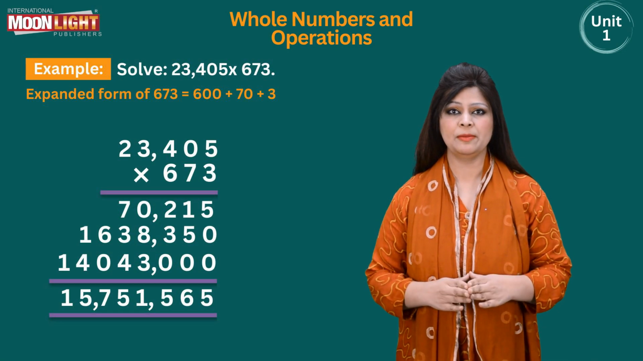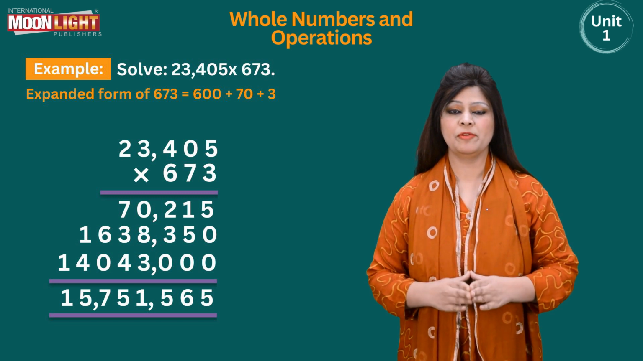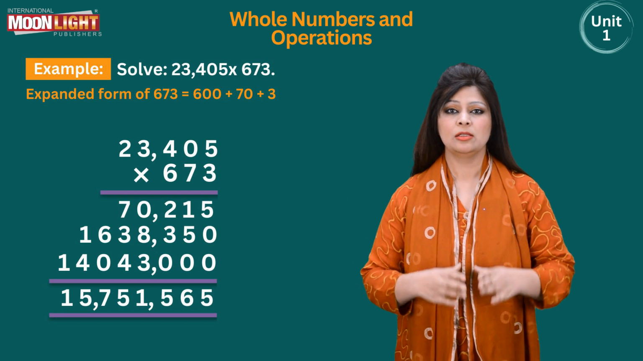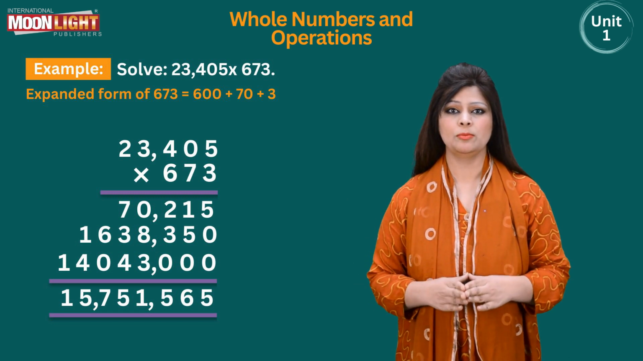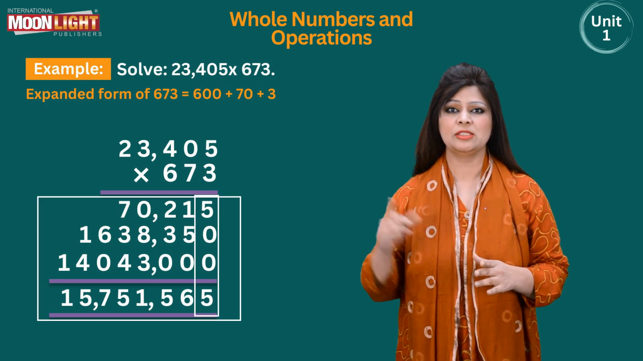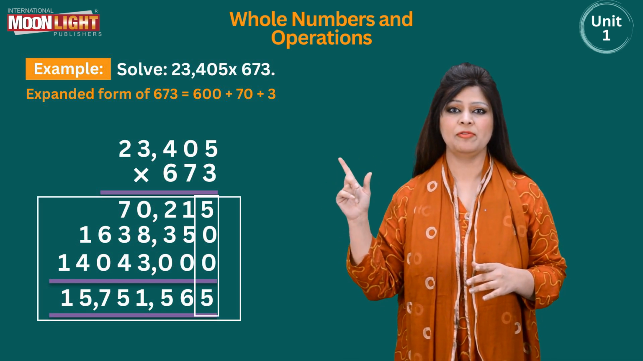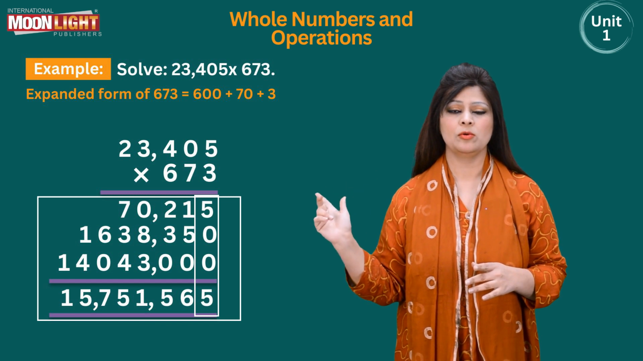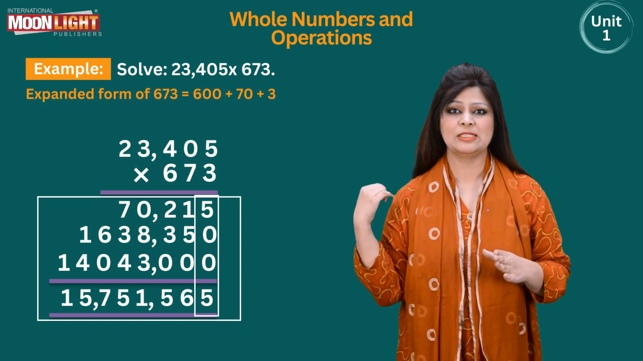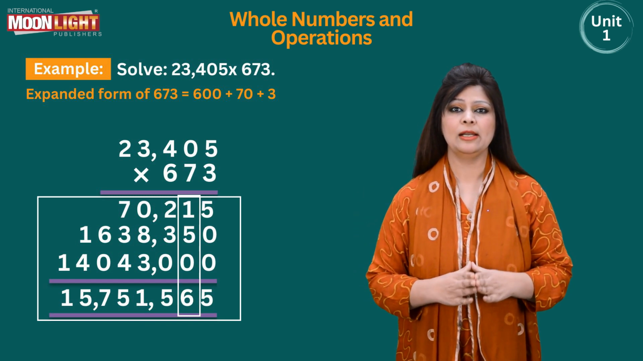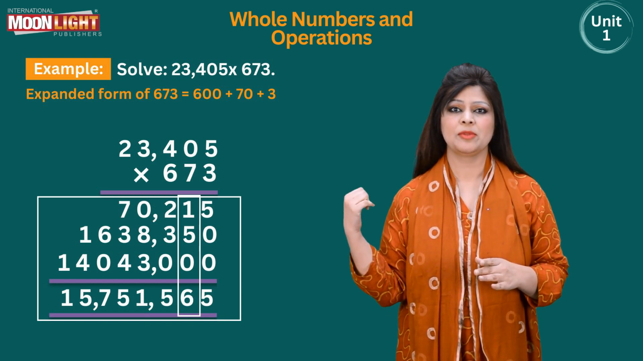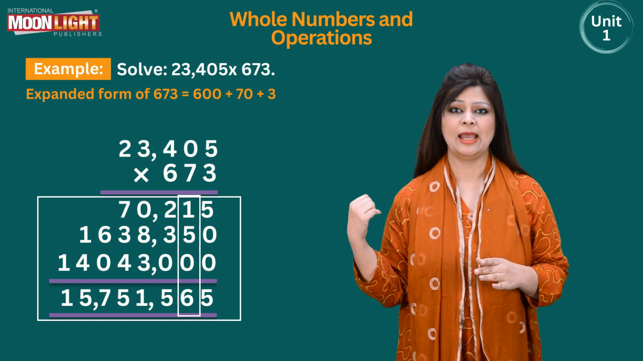Now we are going to do step number 4. In step number 4, we are going to add ones to ones, tens to tens, and thousands to thousands, and so on up to these digits given. Now we are going to check all of these 3 numbers. We are going to add 5, 0, 0, which equals 5. So I'm going to write 5 at ones place.